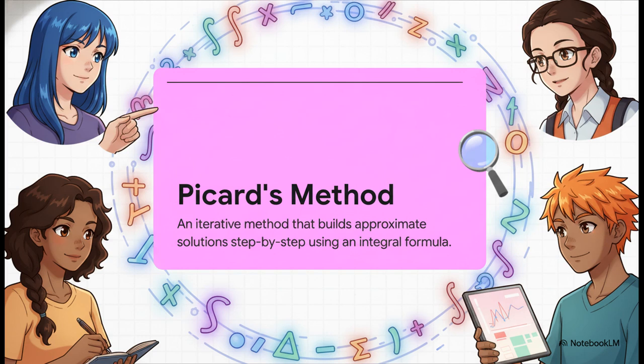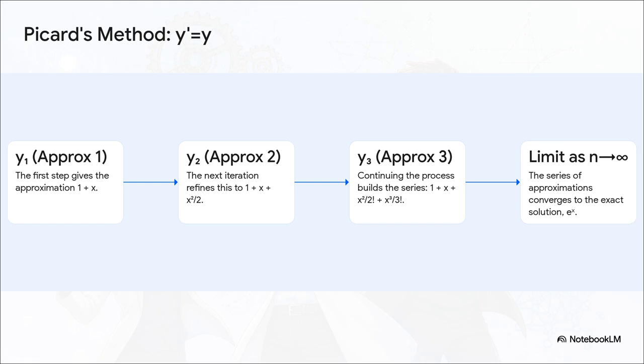And that brings us to this really slick technique called Picard's method. It's basically an iterative process. It lets us build a solution piece by piece. You start with a guess, you plug it into the formula, and it refines it, getting you closer and closer to the real deal with every single pass. Let's just watch this thing work its magic.